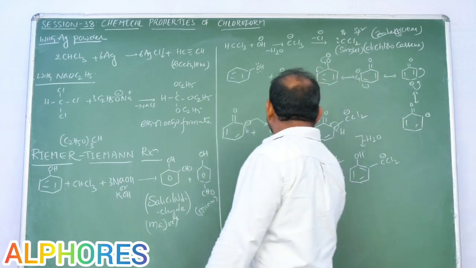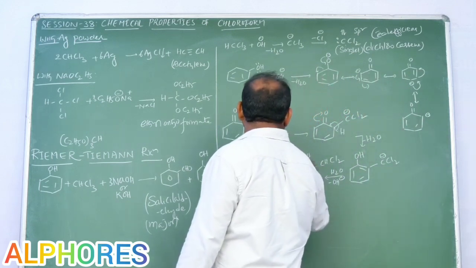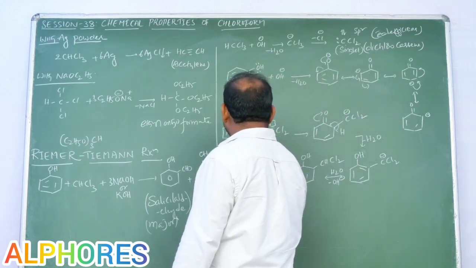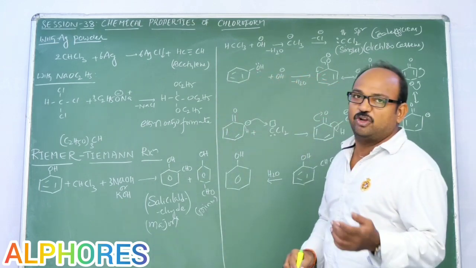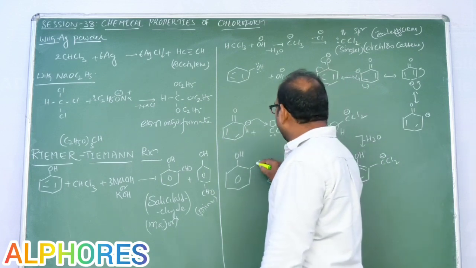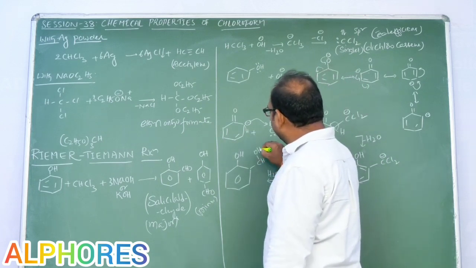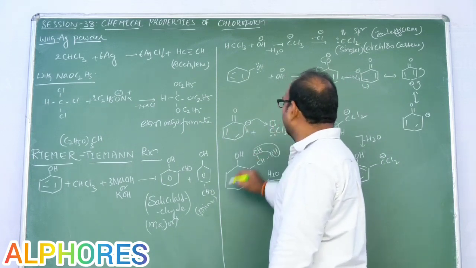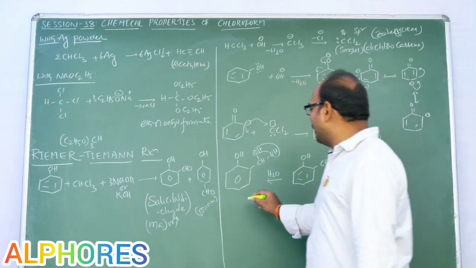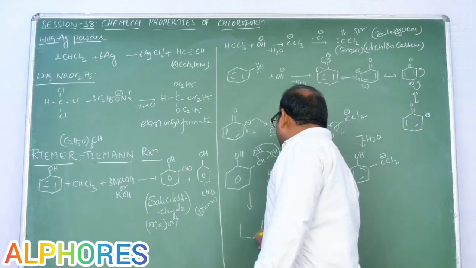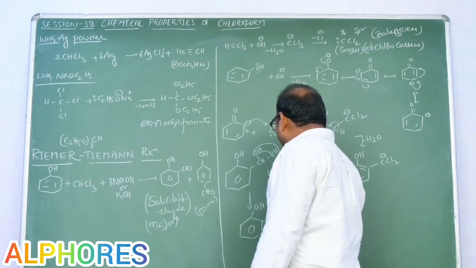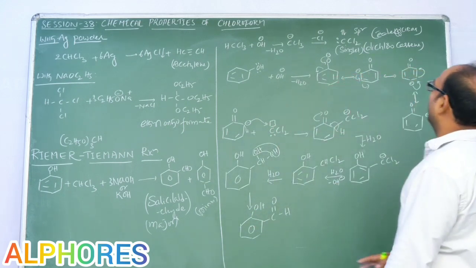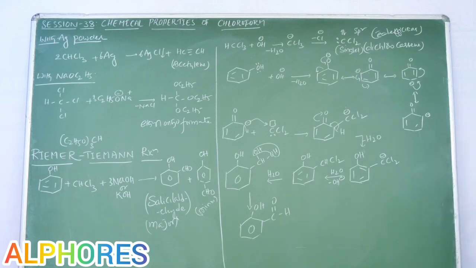Now, upon hydrolysis, the 2 Cl groups are replaced by 2 OH groups. But as we learned, no one carbon is going to bear 2 OH groups. So CH(OH)2 is unstable and immediately loses water and converts into ortho-hydroxybenzaldehyde. Ortho-hydroxybenzaldehyde. Have a look once again.